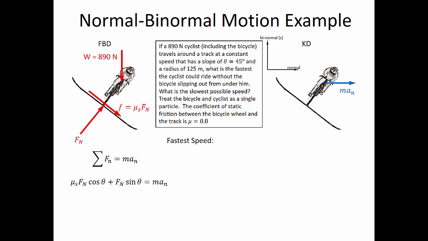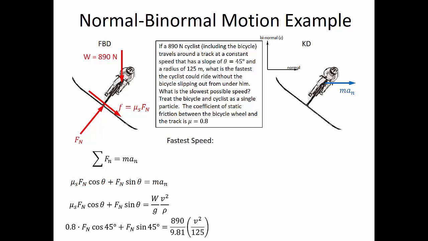In this case, we have a component of the friction, mu sub s times our normal force times the cosine of theta in the normal direction. And it's positive because it's going in the same direction as our normal acceleration. We also have a component of the normal force, our normal force times the sine of theta, and that will be equal to our mass times acceleration in the normal direction. However, we know that our mass is equal to weight divided by gravity, and our normal acceleration is the velocity squared divided by the radius of curvature. We can plug in what we know, and we end up with two unknowns, our normal force and our velocity, so we need another equation.